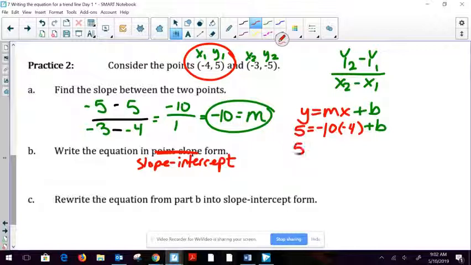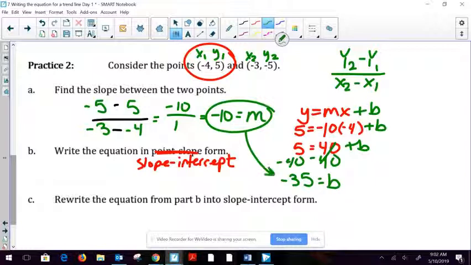So now I have 5 is equal to, what is negative 10 times negative 4? Man, you guys are doing great, 40 plus b. And how do I get that b all by itself? You guessed it, minus 40 to both sides. So 5 minus 40 is negative 35, and that is what b is equal to. Well, I have a slope and I have a y-intercept, which means I have the tools that I need in order to write this equation in slope-intercept form. So y is equal to my slope, negative 10x, plus my b, minus 35.